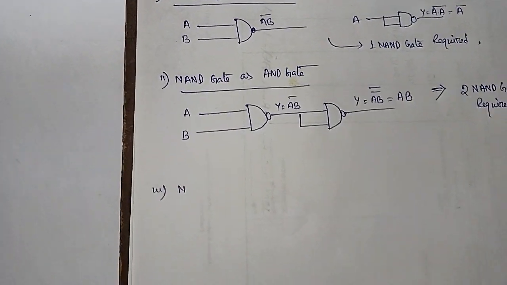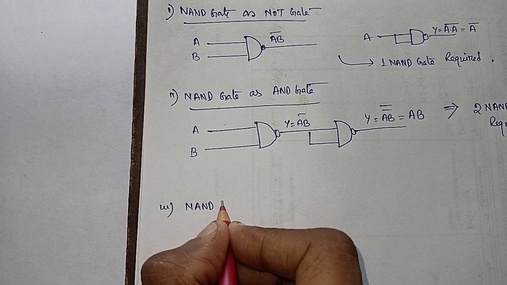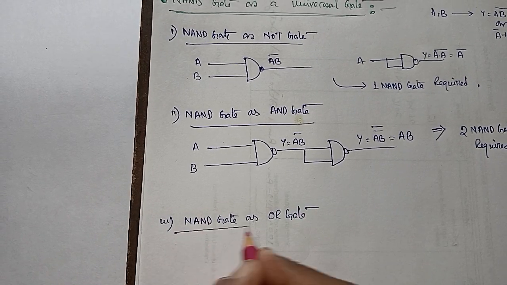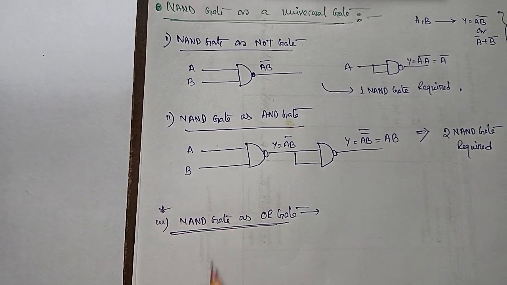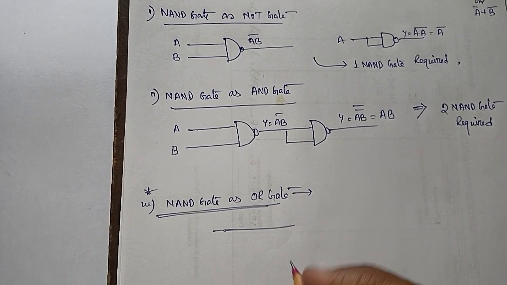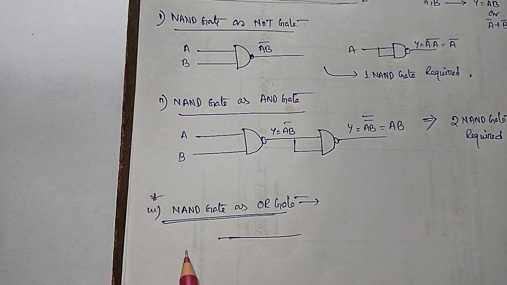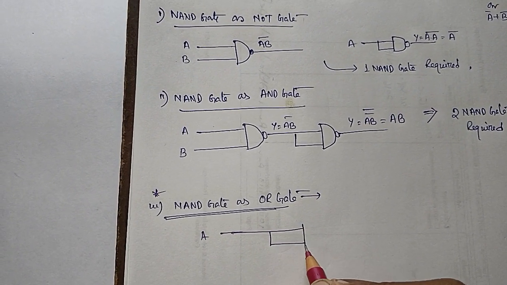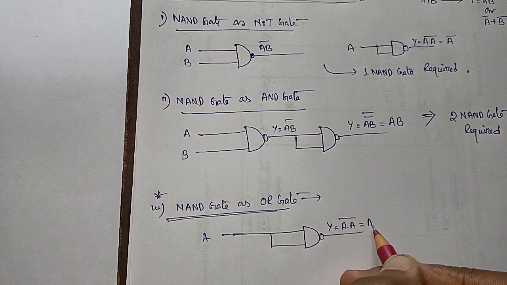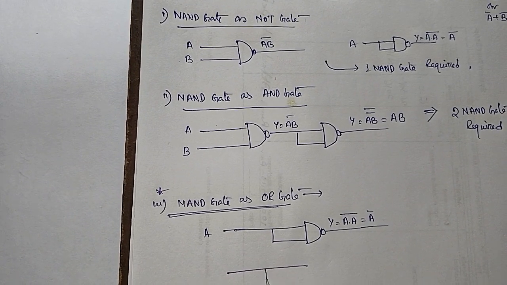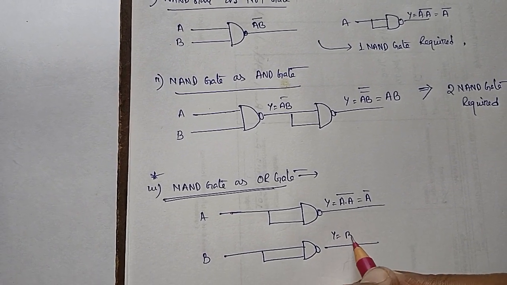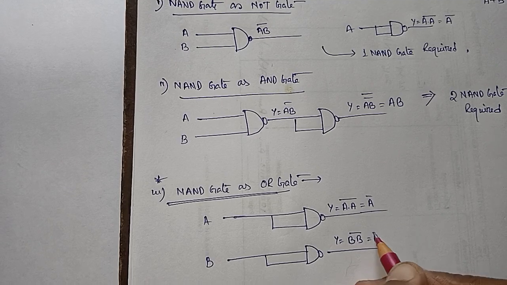And third, the NAND gate as an OR gate. This is very important, and we should memorize this logic diagram for later also. If we input A alone into a NAND gate, we get Y equal to A bar. And with B as a single input to the NAND gate, we get B bar.